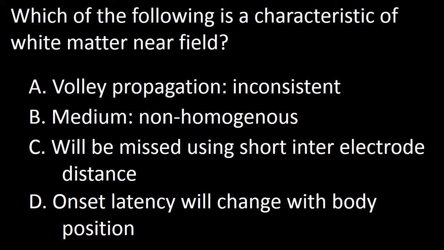Next question. Which of the following is a characteristic of white matter near field? A. Fully propagation is inconsistent. B. Medium non-homogeneous. C. Will be missed using short inter-electrode distances. D. Onset latency will change with body position. As you recall, when we talked about near and far field, we said that the criteria to label a field as near or far was different in white matter than in gray matter. This question deals with white matter fields.